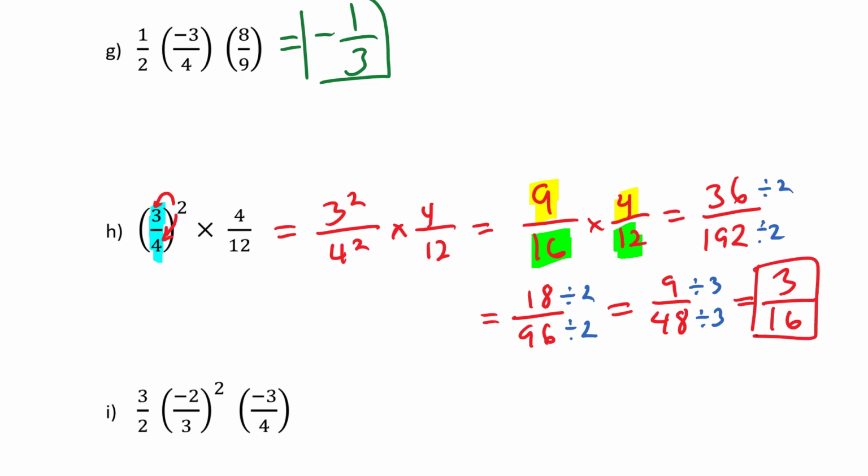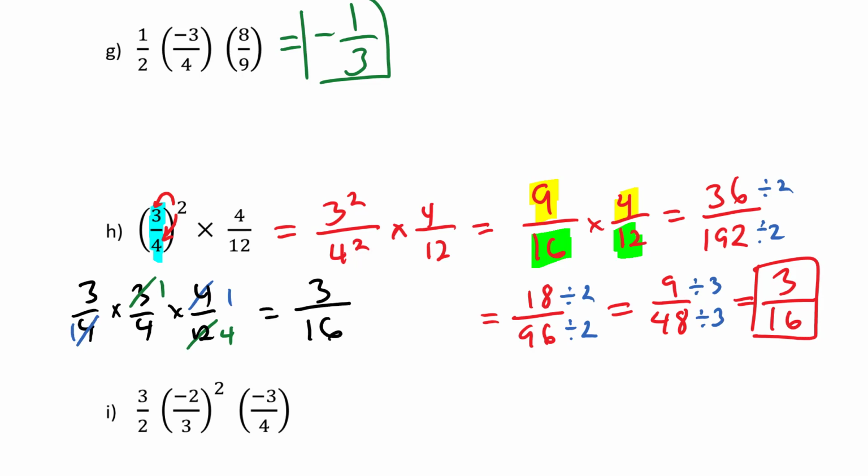Many steps there to deal with. Alternatively, we could have done 3 over 4 times 3 over 4 times 4 over 12. These 4's cancel out. We take a 3 out of the 12, leaves us with 4. We take a 3 out of this 3, leaves us with 1. We now get 3 over 16. You can see this method is much faster.